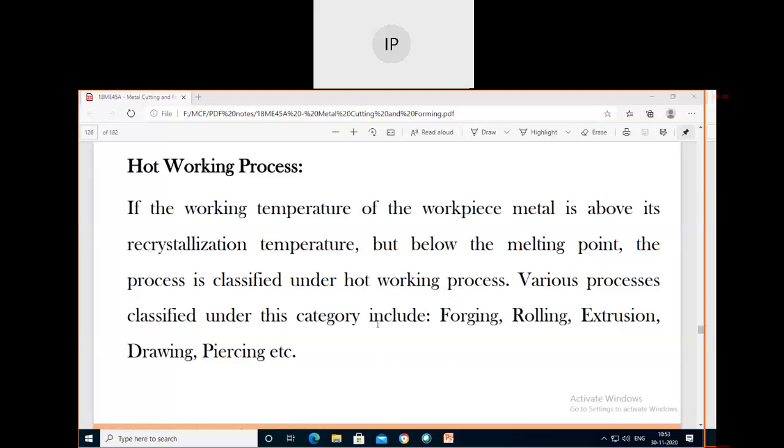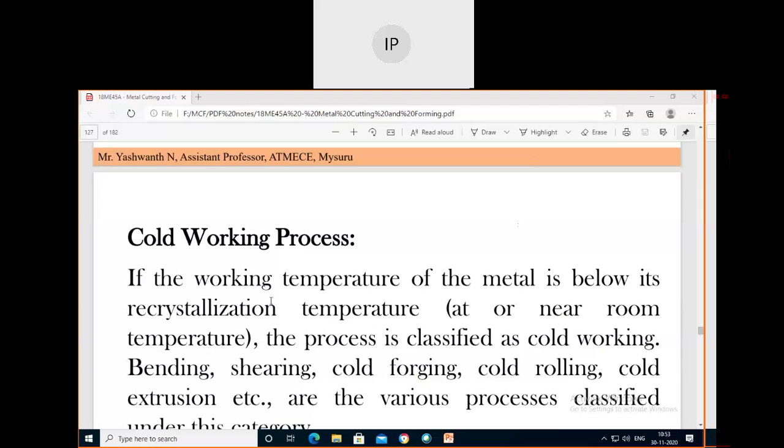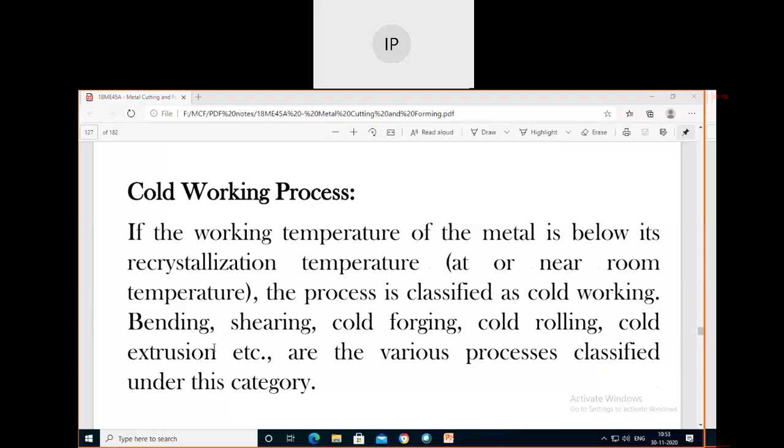If you come to the cold working process, if the working temperature of the material is below its recrystallization temperature or at or near room temperature, this process is called the cold working process. Now what processes come under this? That is bending, shearing, cold forging, cold rolling, cold extrusion.